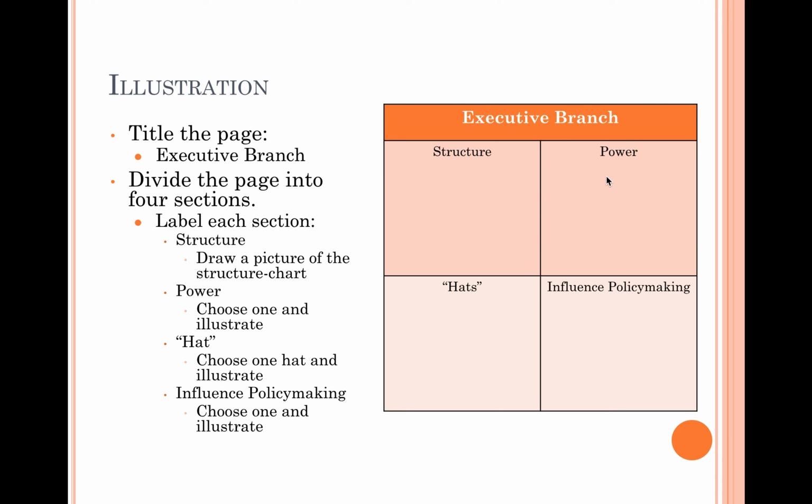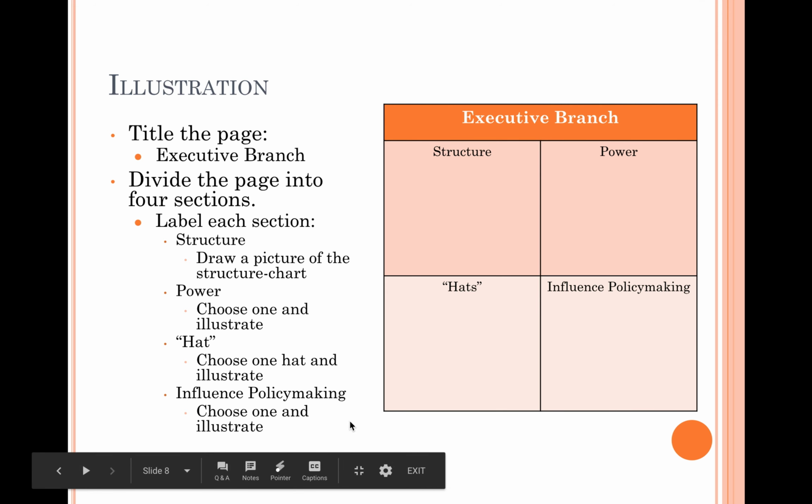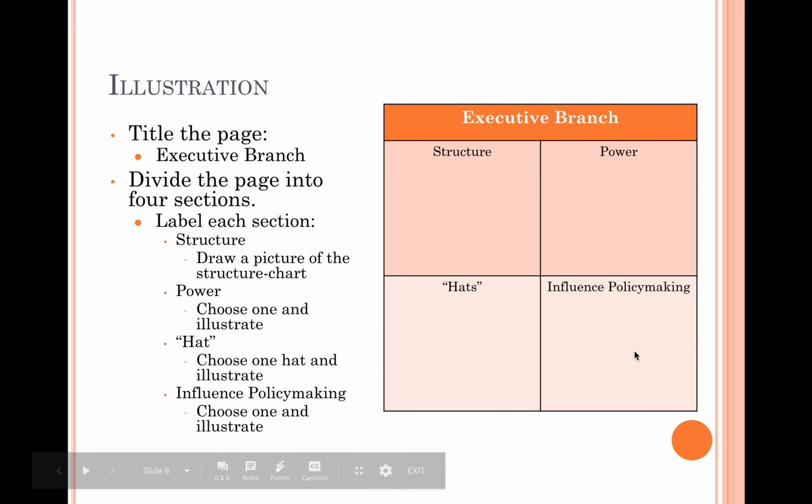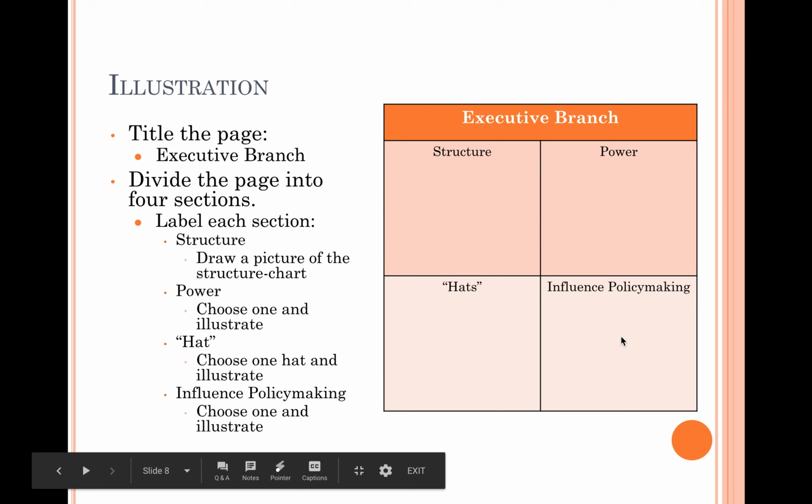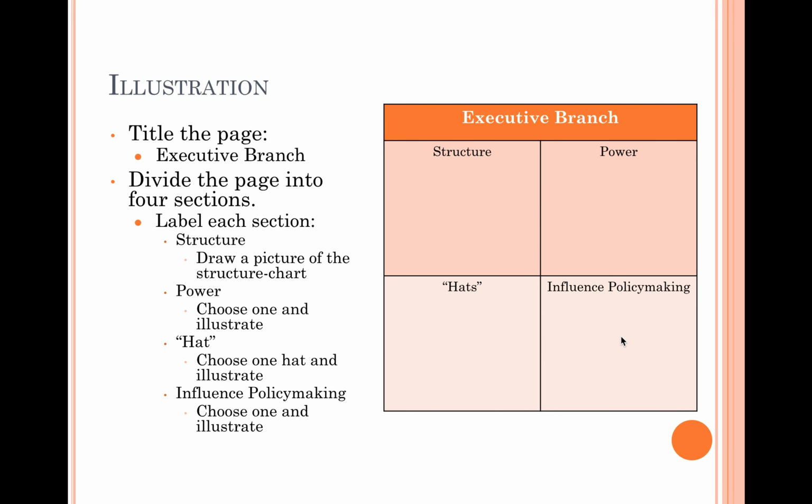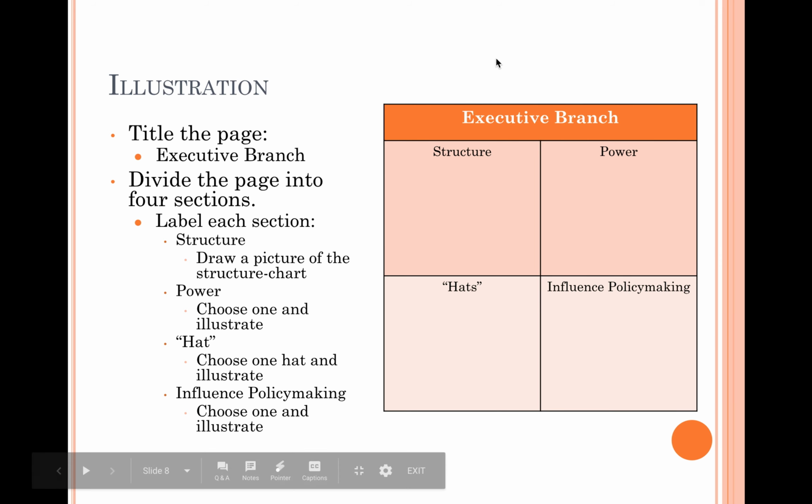Then for power, you're just going to choose one of the powers on that page or on that part of the foldable and illustrate it. Just one. Then for the hats, you can choose one hat and illustrate it. Just what do you think the hat would look like if it was an actual hat? And then influencing policymaking, you're going to choose one of those options and illustrate it. So again, you might want to pause the video to be sure that you get all of these parts labeled in your notebook.